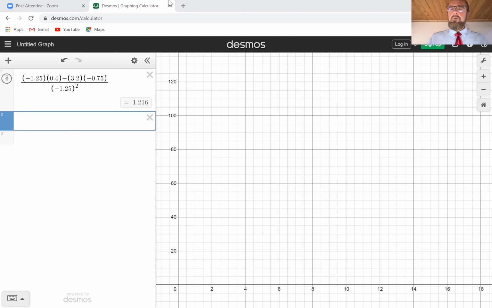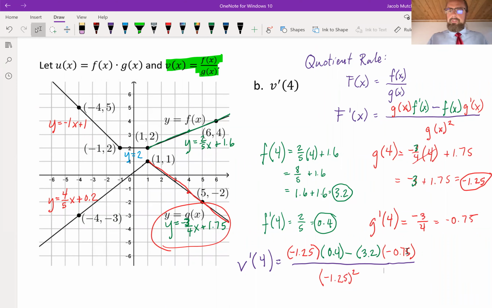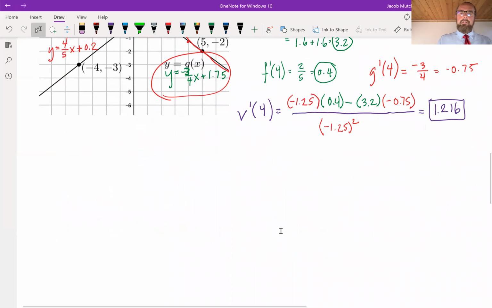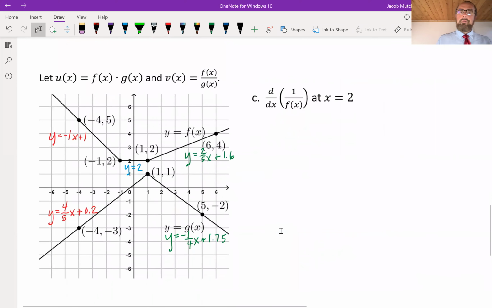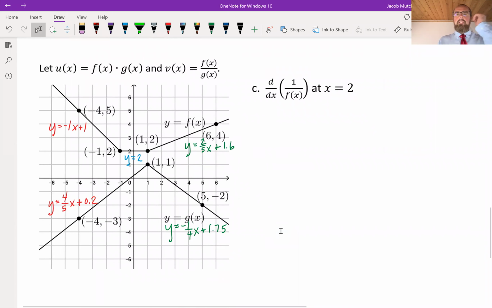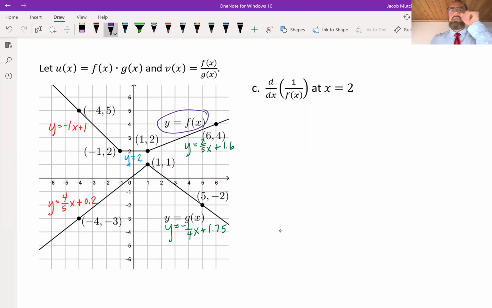And let's take a look at one more example. So I will finalize this. This has the value of 1.216. So our last example, if we scroll down, has to do with a reciprocal function. So I see here that I'm looking for the derivative, so d dx, of 1 over f of x at x equals 2. So notice it doesn't involve the lower function at all. It's just this upper f of x piecewise function.